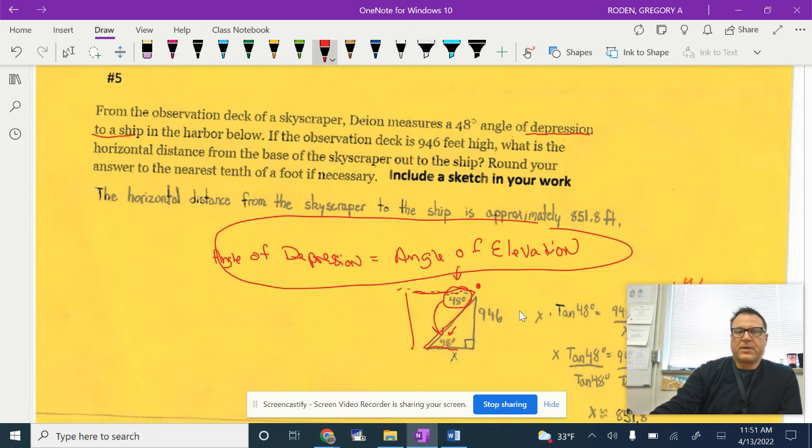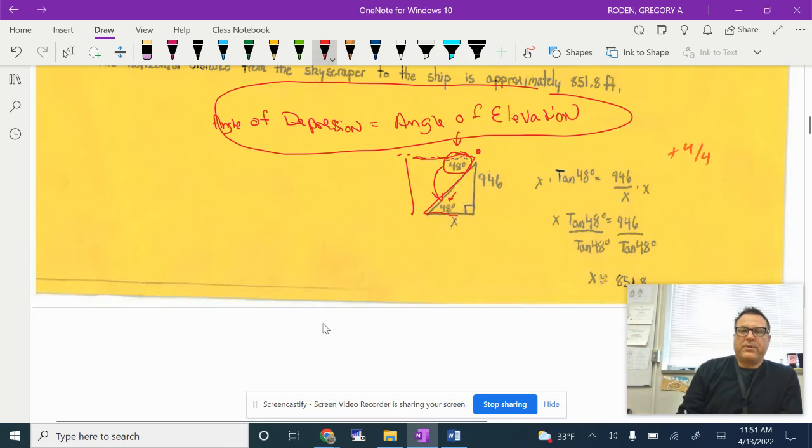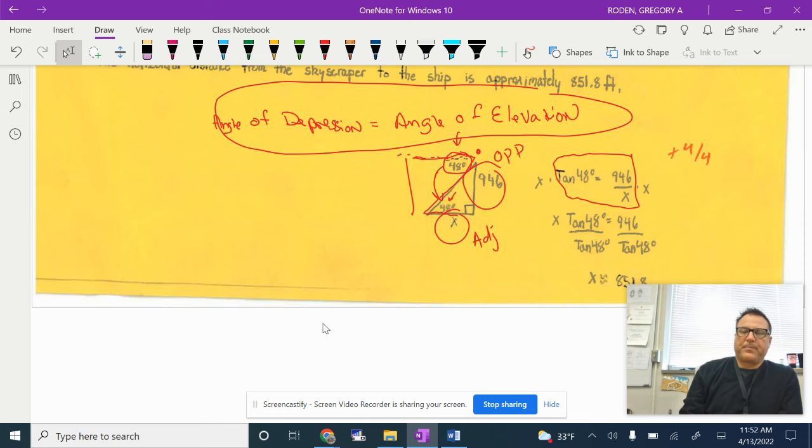Alternate interior angles. Okay, so once you do that, now you're going to have an opposite and an adjacent, because we moved that inside the triangle, and now we can use tangent. So the tangent of 48 equals 946 over x. Then we'll multiply both sides by x to get x out of the denominator.